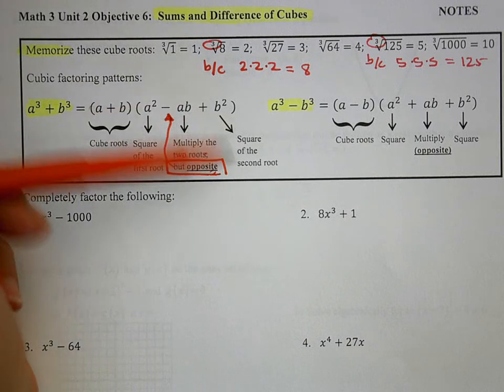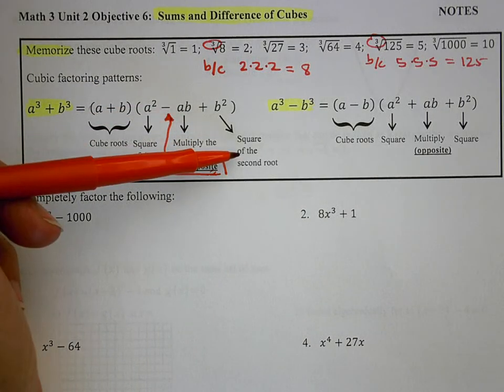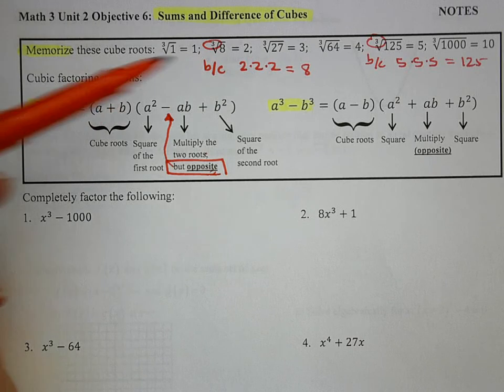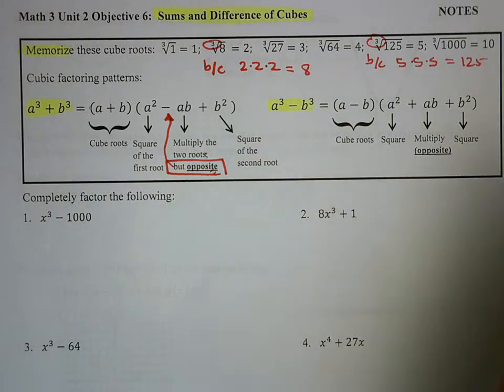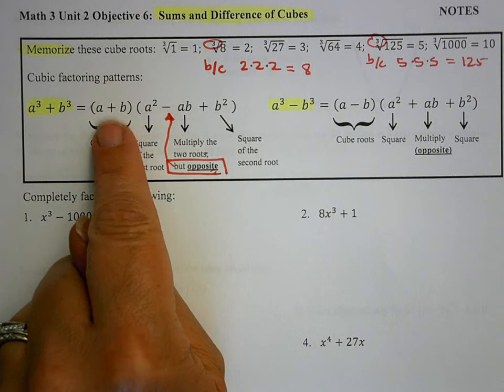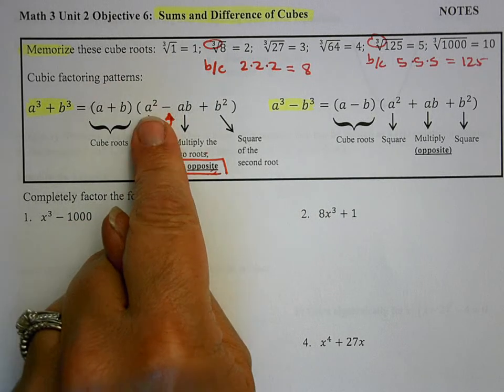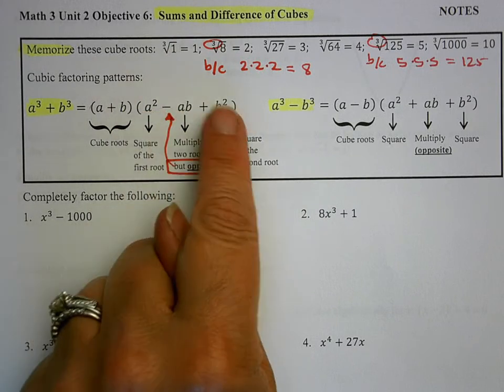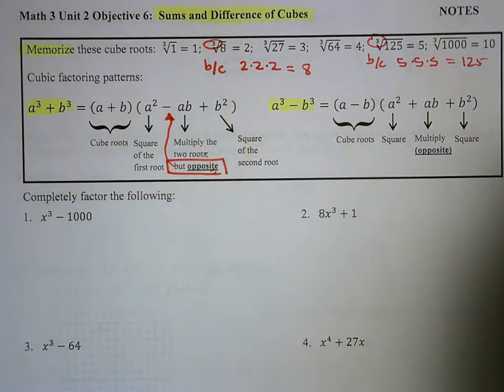And then the last term of the trinomial is the square of the second root. So b times itself, b squared. A couple things to know: a binomial and a trinomial. This is the roots, and then I square, multiply by opposite, and square. So square, multiply, square, don't forget to do opposite.